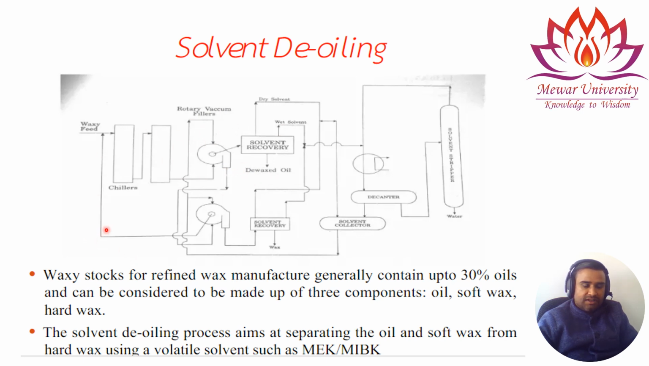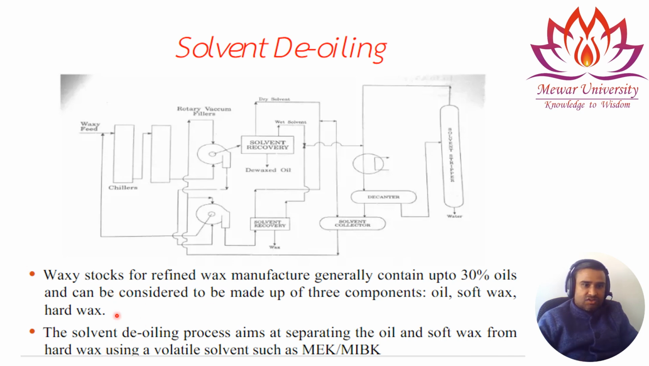If you talk about the slack wax, the wax stock for refined wax manufacture, this generally contains up to 30% of oil, and this can be considered to be made up of three components: oil, soft wax and hard wax. So this contains these three components, and we are going to remove these components from the wax, and we are going to collect the pure wax in this process.